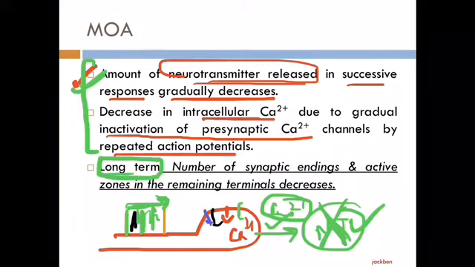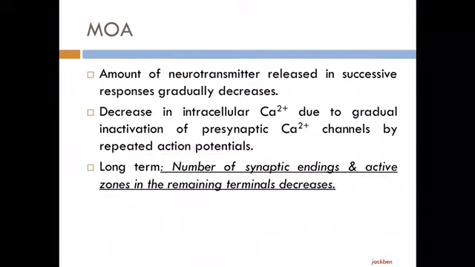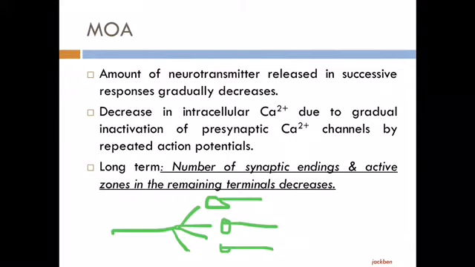Long term habituation will happen because of a decrease in the number of synaptic endings, as well as active zones in the remaining terminals. So what does it mean? Like say there is a presynaptic neuron, this one, which has got 3 or 4 synaptic endings, and they are acting over this postsynaptic neuron, 1, 2, 3 and 4. Initially there might be active zones in all those 4 endings.